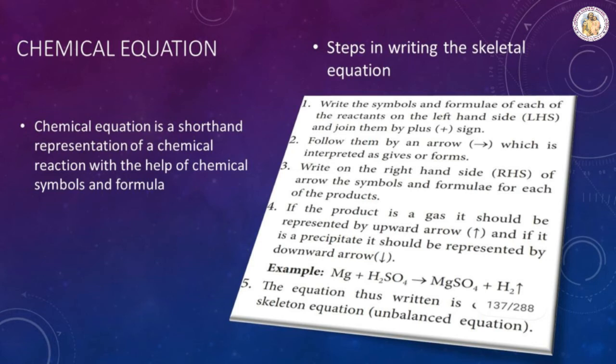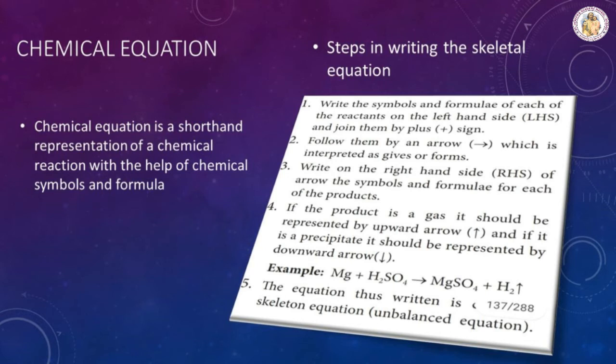Before writing the balanced equation of a chemical reaction, a skeletal equation is written. The following are the steps involved in writing the skeletal equation. The first one, write the symbols and formula of each of the reactants on the left hand side, LHS, and join them by plus sign. Then follow them by an arrow, which is interpreted as gives or forms. Next, write on the right hand side, the RHS, of the arrow the symbols and formulae for each of the products.